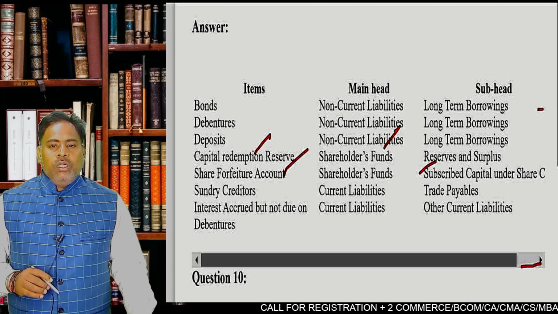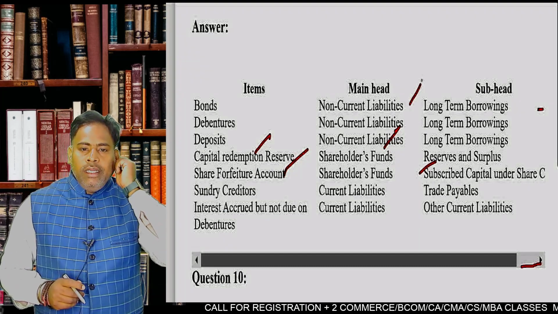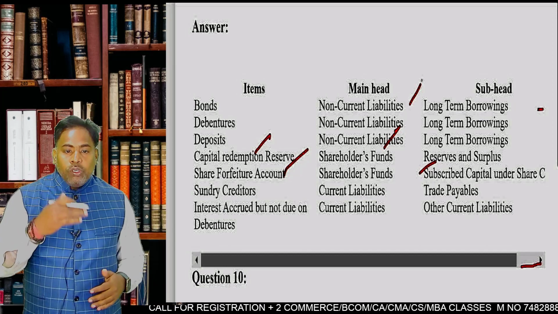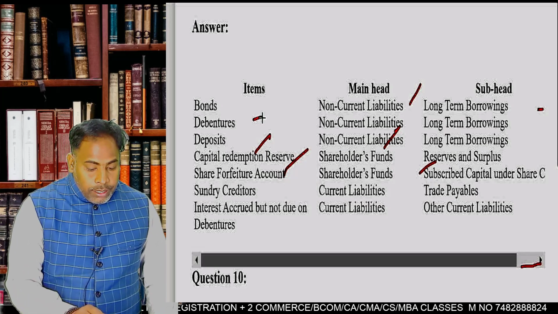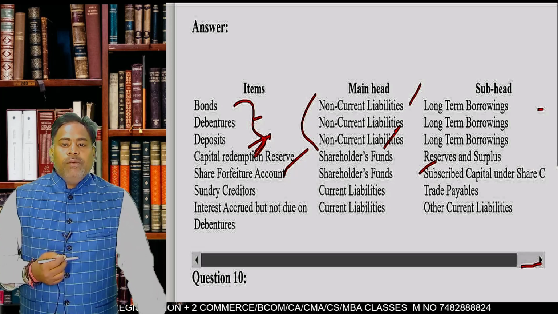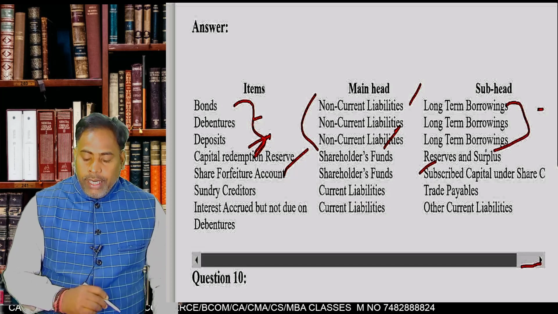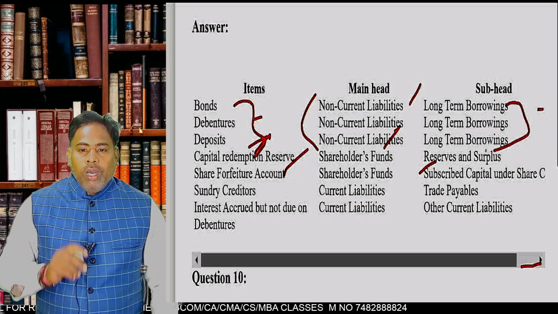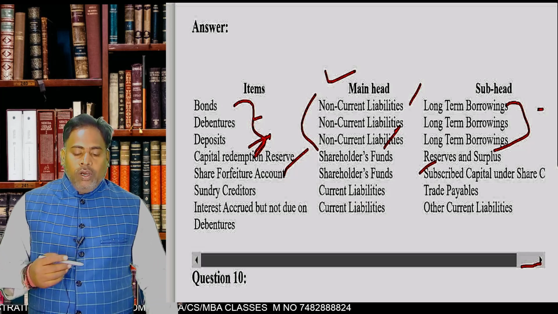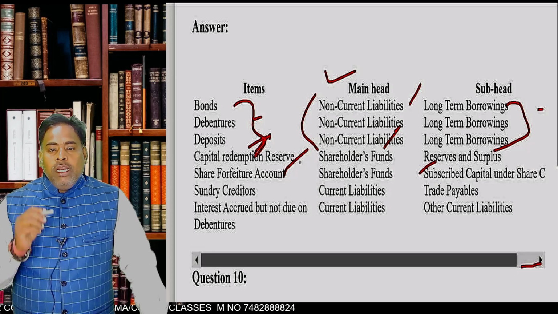So bonds are called non-current liability. This is not a current liability. Bonds are generally issued for more than 1 year, and debentures and deposits, all three are generally issued for more than 1 year. So this is called non-current liability. It's a long-term borrowing. The subhead is long-term borrowing, where the main head is non-current liability.